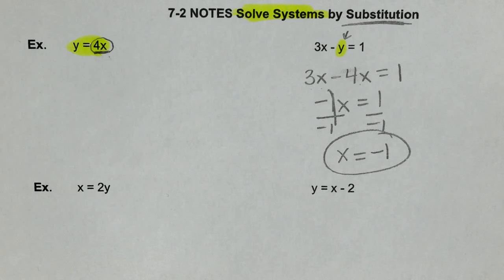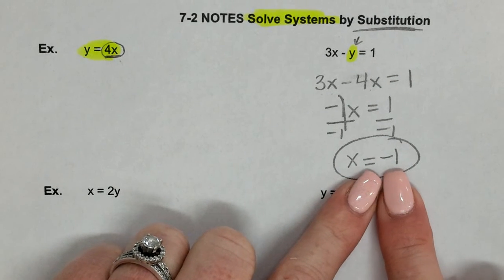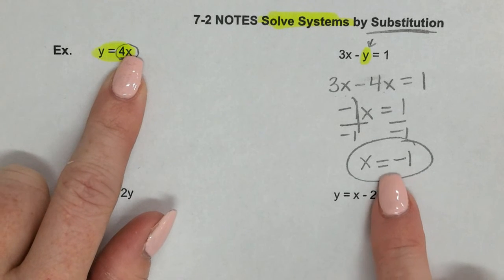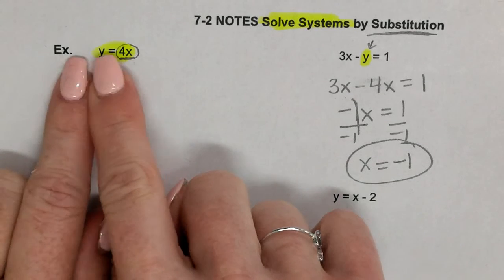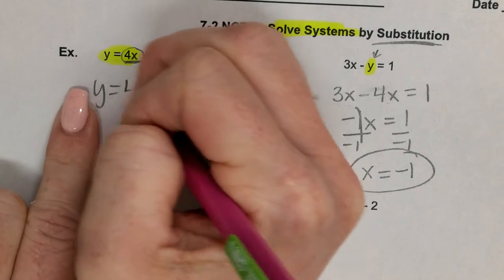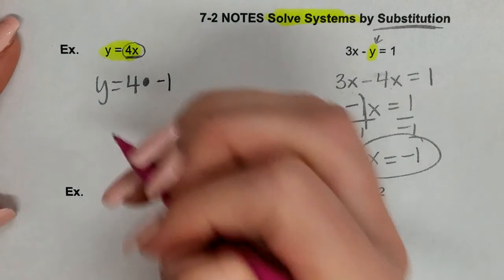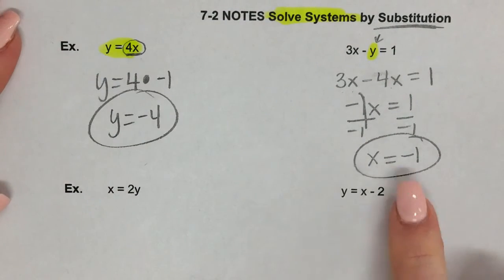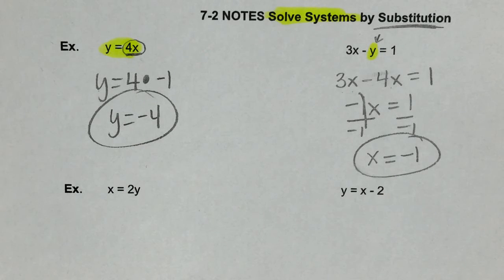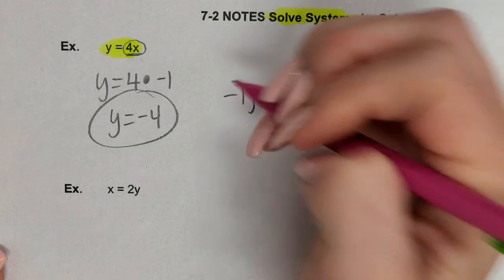Now you have to find the y. So you're going to take that answer and you're going to substitute it in for that x. Okay, so I'm going to plug in negative 1 for x, and what is it going to tell me? The value of y. So I'm going to do y equals 4 times negative 1. Well, what is 4 times negative 1? So I have found x and I have found y that satisfy both equations. So my answer, negative 1, comma, negative 4.